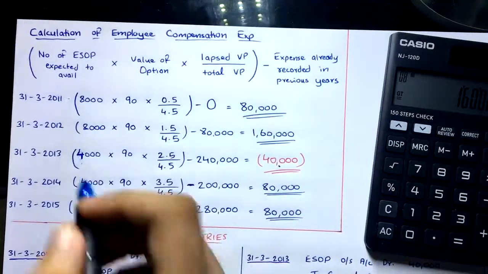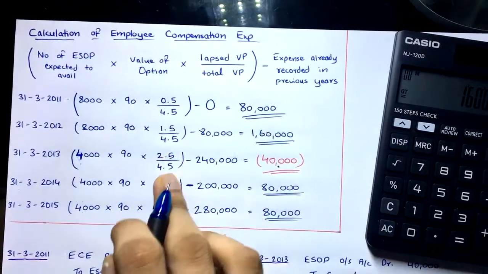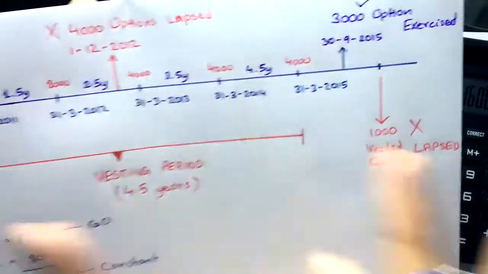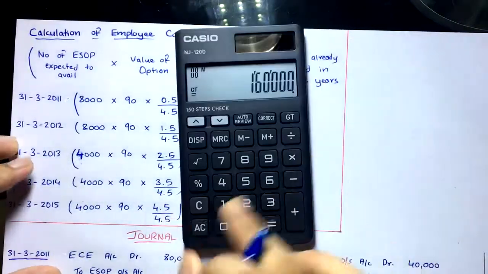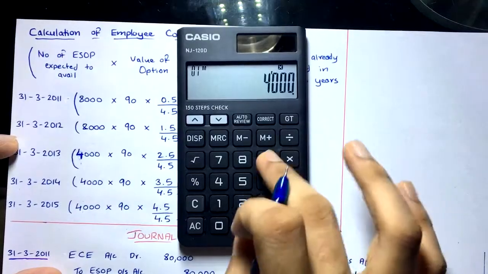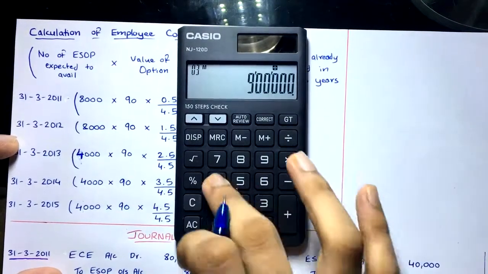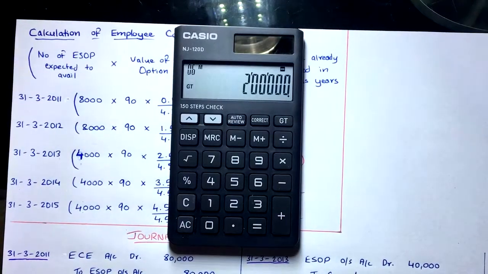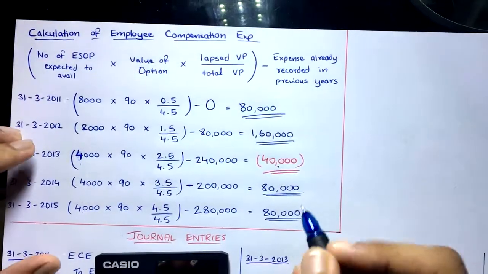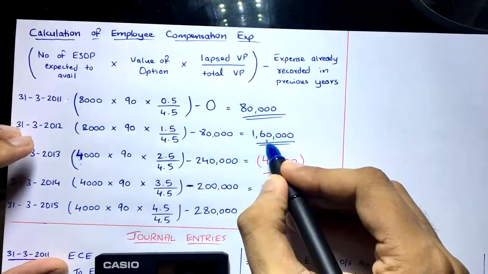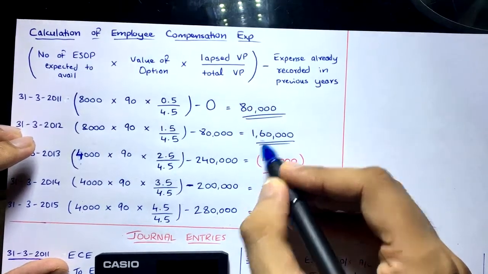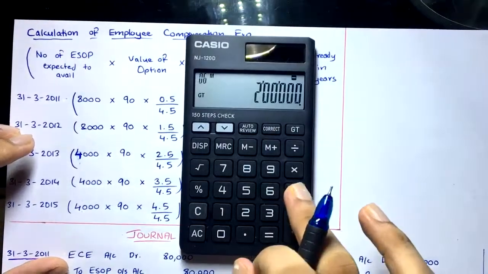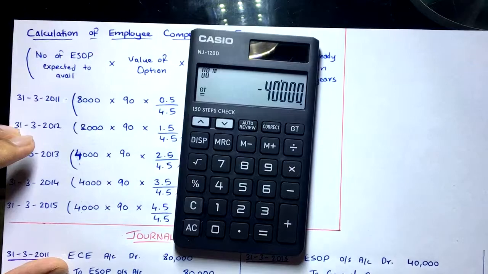Yes, you got that. So 4,000 into the value of option into 2.5 year has been passed, divided by the total vesting period 4.5. Till here 2.5 year has been passed, the total vesting period is 4.5. So that's a fraction. So let's put that into calculator. 4,000 into 90 into 2.5 divided by 4.5, the total vesting period, that's equal to 2 lakh minus whatever that is previously been recorded in the PNL. The previously what is recorded? 80,000 and 1,60,000. If you add 80 plus 160, how much is it? 80 plus 160 is 240, so 2,40,000, right? So you have to subtract 2,40,000. 2,00,000 minus 2,40,000, that's equal to minus 40,000.